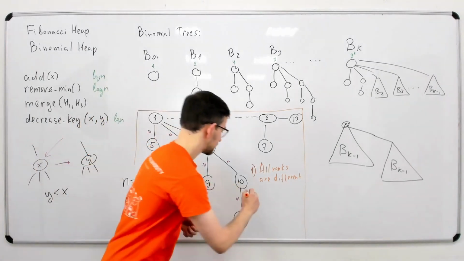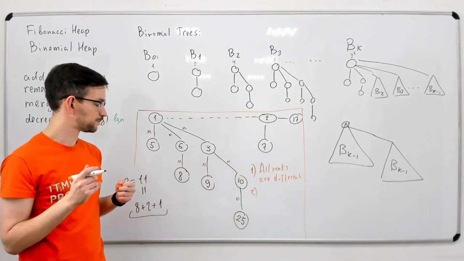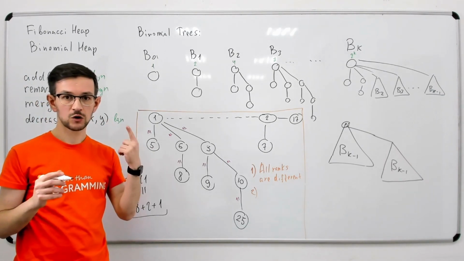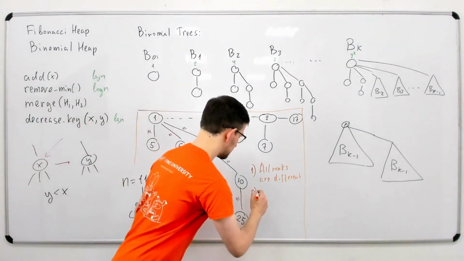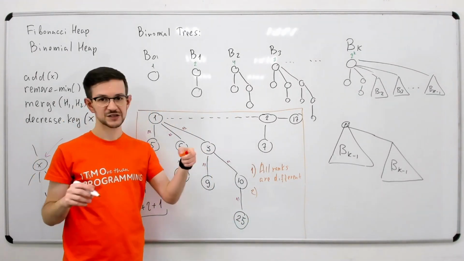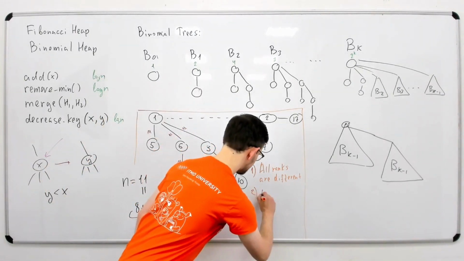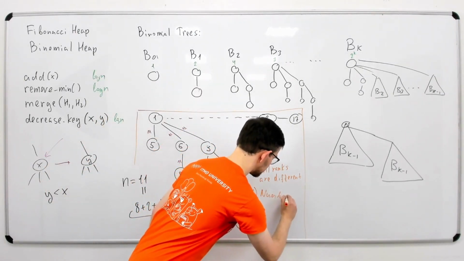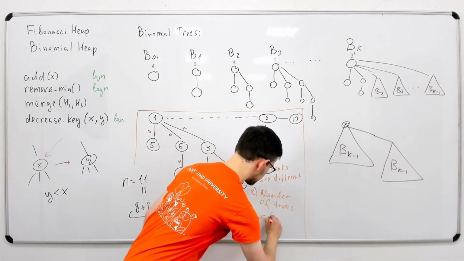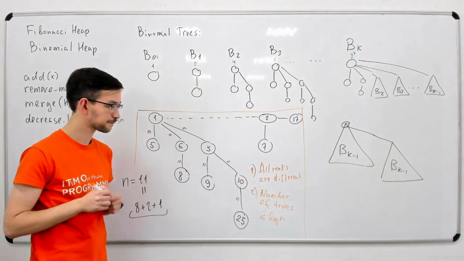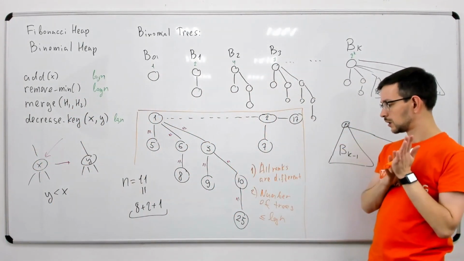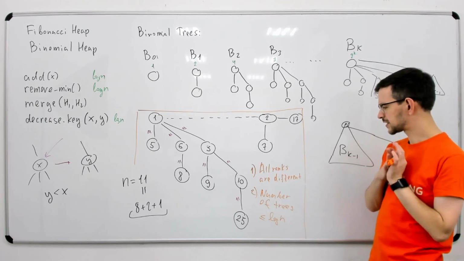And the second consequence is that all ranks are not more than logarithm of n. It means that the number of trees is at most log n. Is it clear enough?